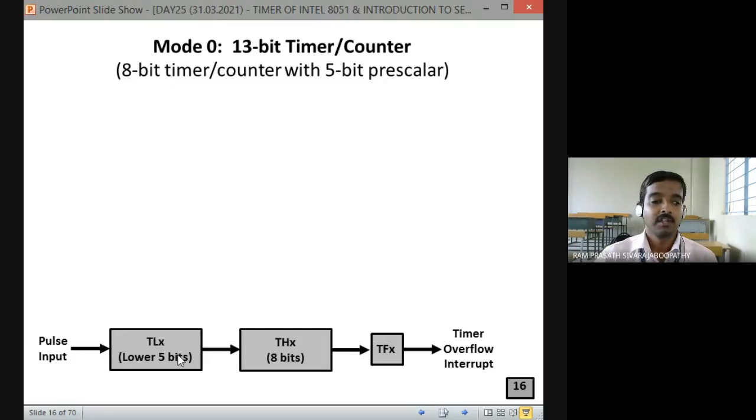Here you can see TH1 is going to be an 8-bit register, then the lower 5 bits of TLX. So how many bits in total? From TLX we are taking only 5 bits, from THX we are taking 8 bits. So totally it becomes how many bits? Kindly type it in the chat. Yes, very good. 13. Fine.